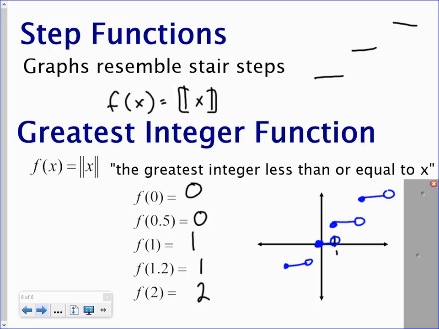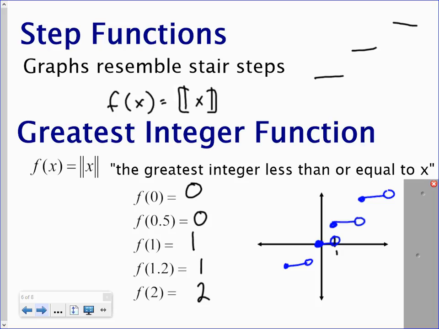Now, there are other functions. There's a ceiling function and a floor function, they have different names, and sometimes that would mean the open and closed circles would be reversed. It just depends on the definition of the function, but for this one, we're talking about the greatest integer function, so you choose the greatest integer less than or equal to.